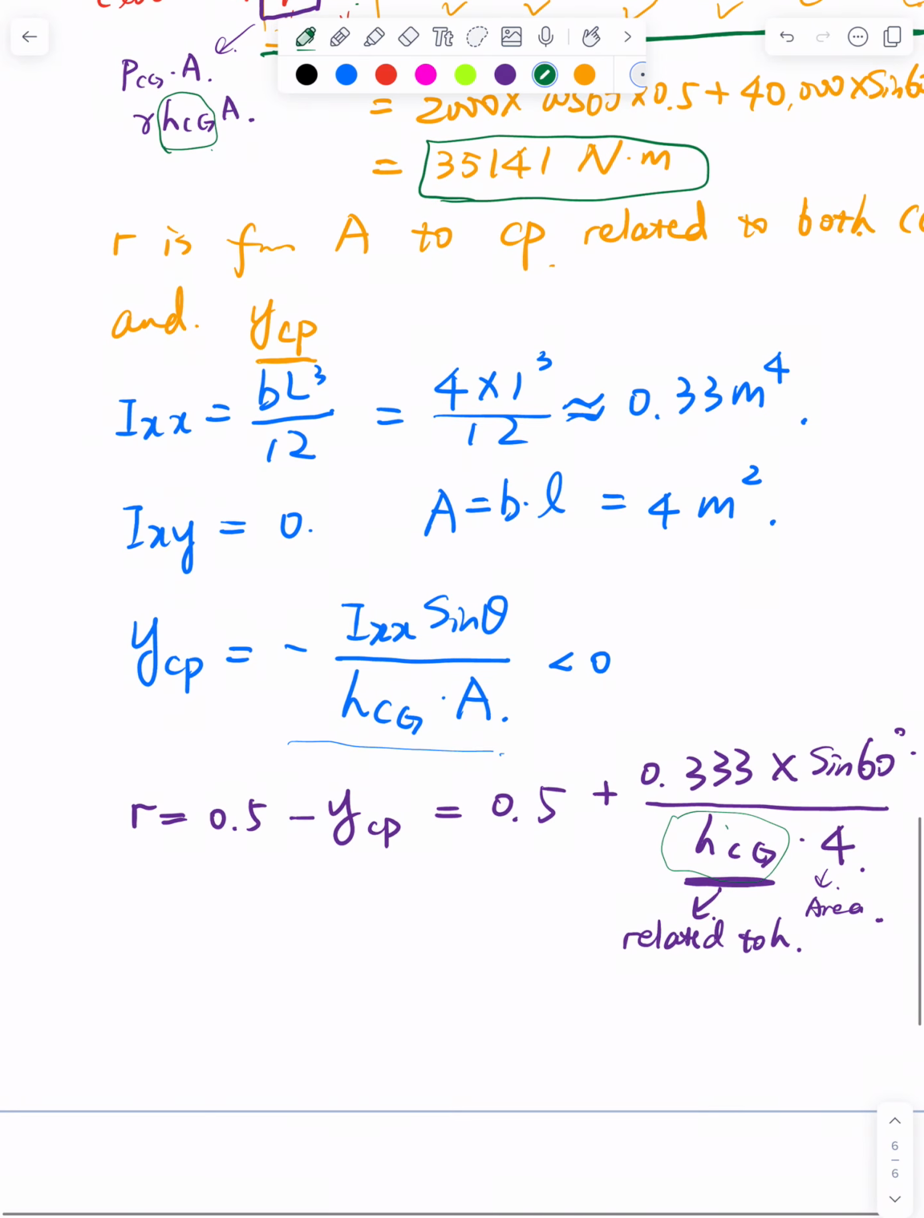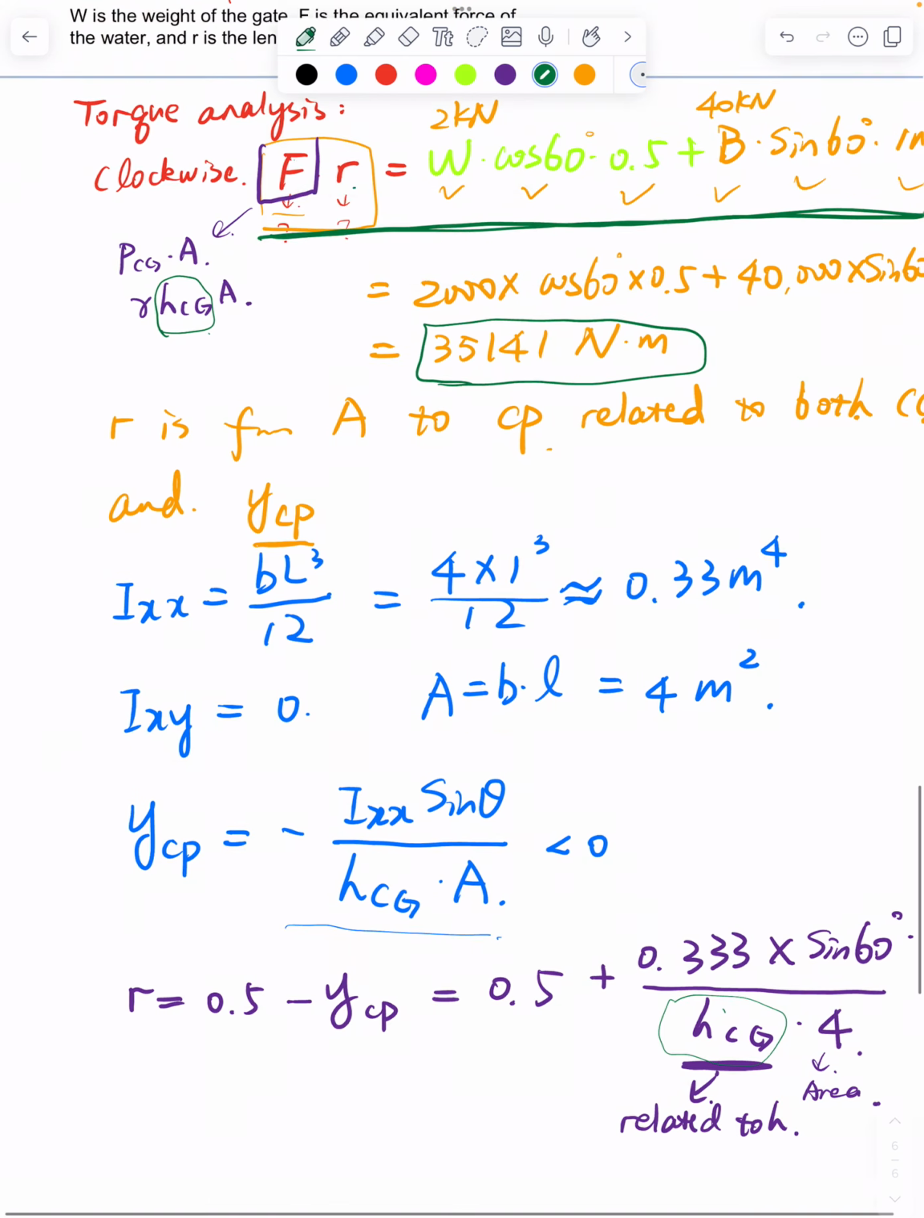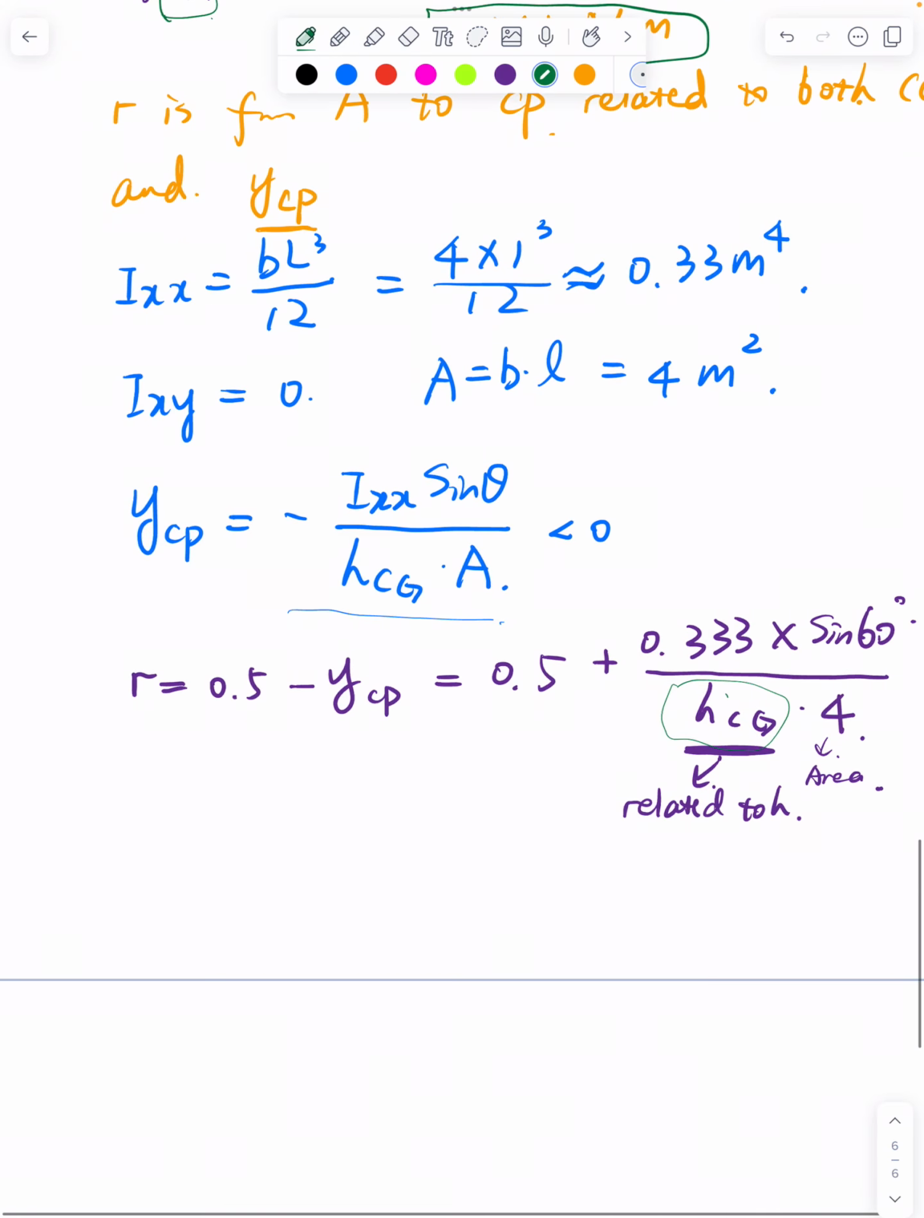So what's the relationship between H and HCG? Okay, HCG equals H minus 0.5 multiplied by sine theta. Why?